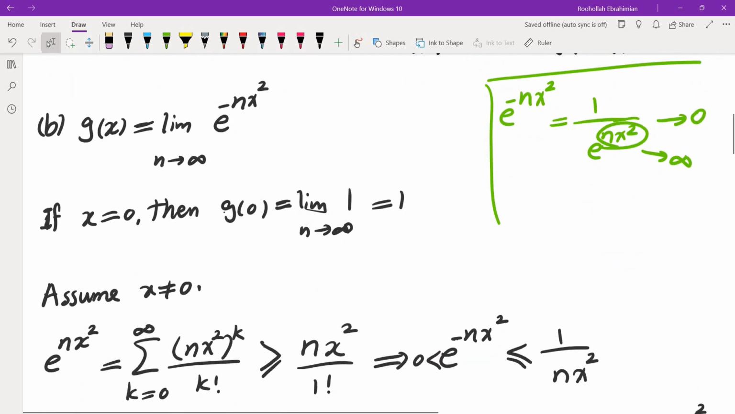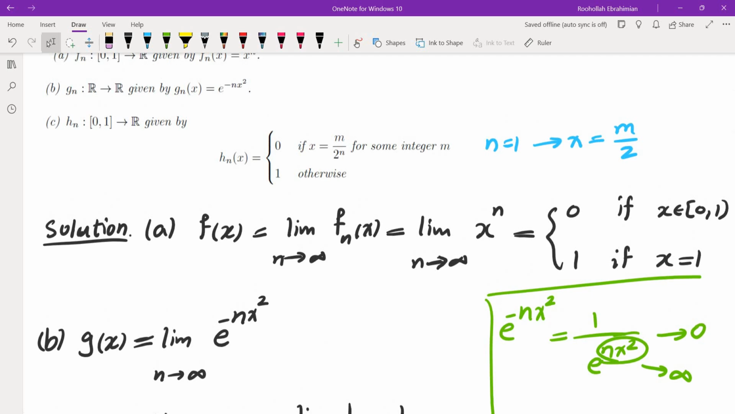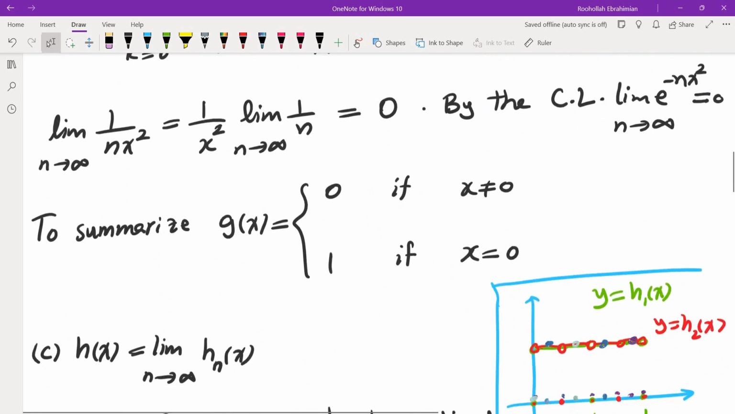If you look at the second one, not only are all of these functions continuous, but they are also differentiable. e to the power of negative nx squared is a differentiable function. But if you look at the limit, it is not only not differentiable, but it's even not continuous. So the sequence of functions are all continuous and differentiable, but the limit is not even continuous.